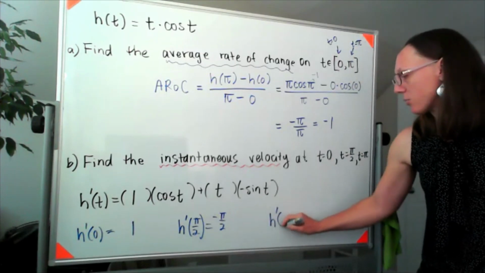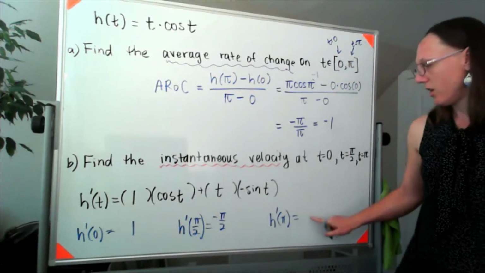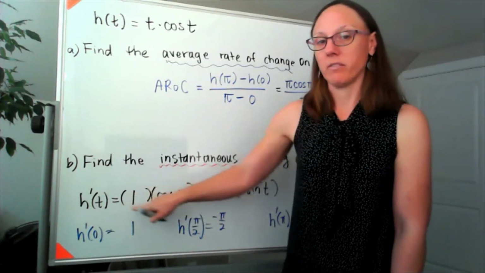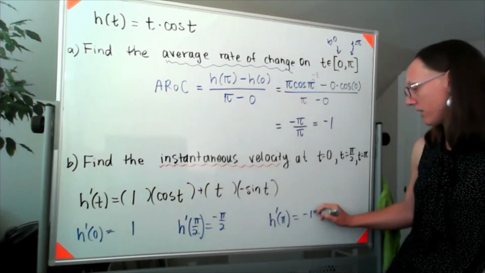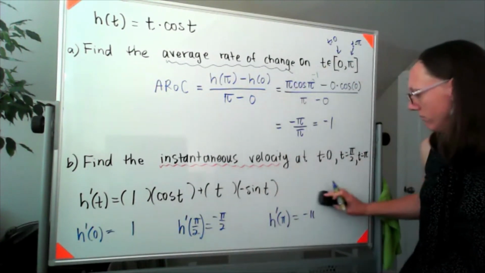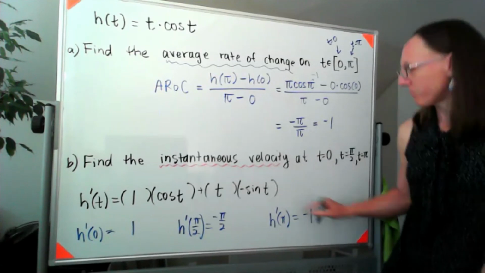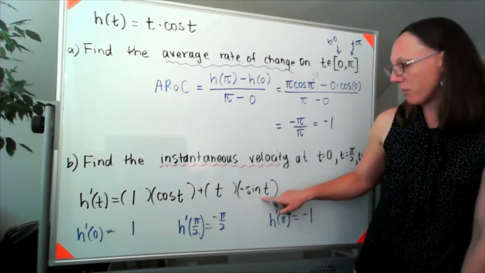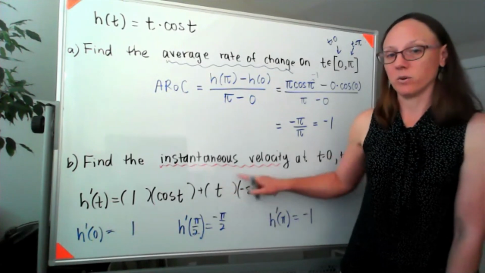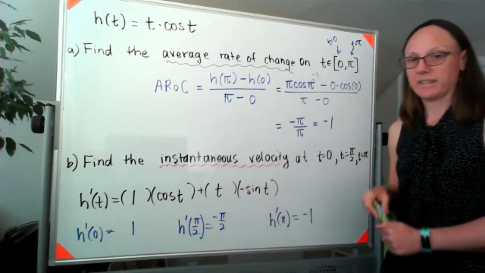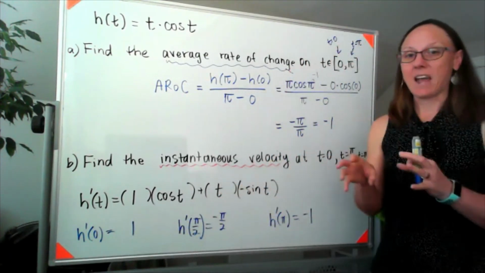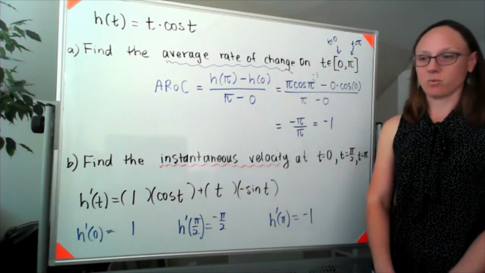And finally, h prime of pi. I plug in a pi here. Cosine of pi is negative 1. So I've got negative 1 for that front part. Oops, I was writing negative pi, not negative 1. And then here, I'm plugging in pi, but sine of pi is 0, and 0 times pi will go to 0. So there we go. That's our full answer to part B. Those are our 3 snapshots of that instantaneous rate of change.